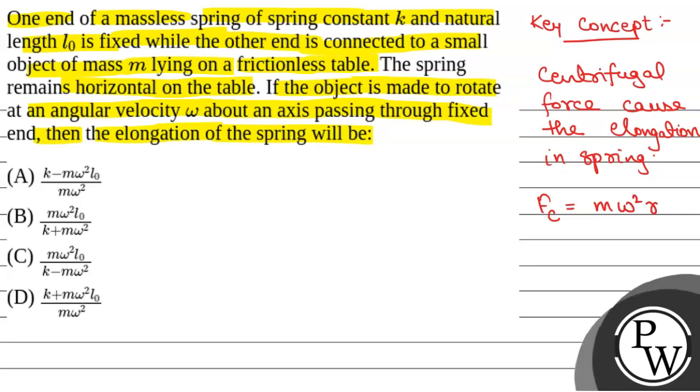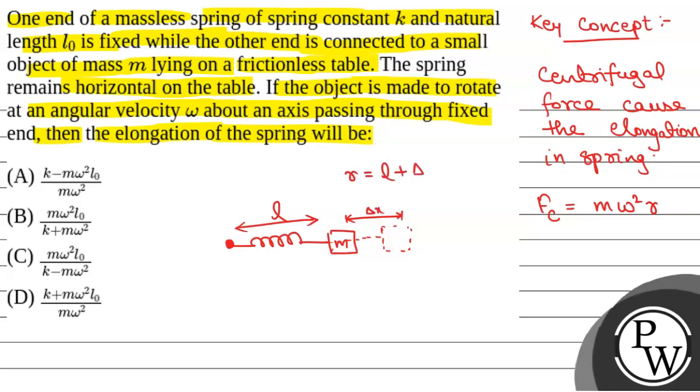m omega square r, where m is the mass of the object, omega is the angular velocity, and r is the length of the spring. If this is a spring, initially it was of length L, and here is mass m. The length of the spring was L, but as the mass m is rotated about the center, it elongates up to here, and the elongation is delta x. So r will be equal to L plus delta x.